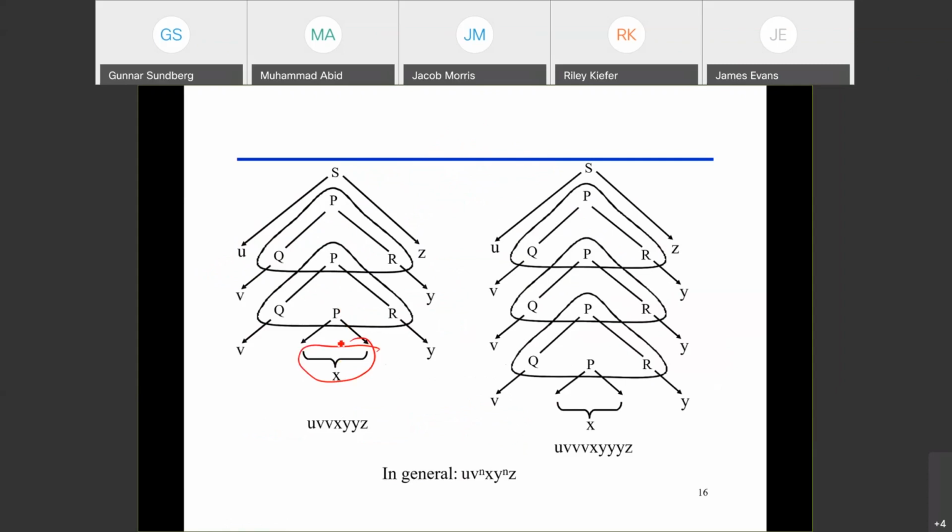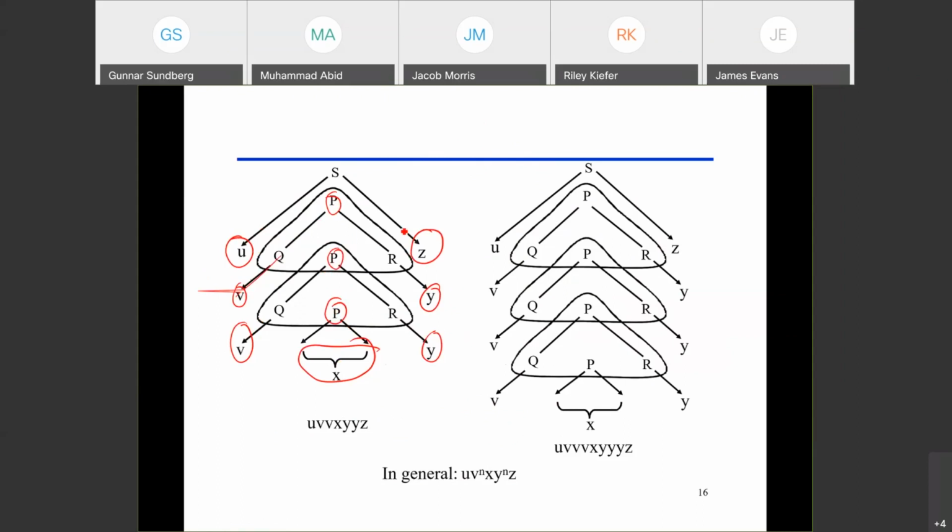Any word among these is self-embedded. This is self-embedded. This is self-embedded. So all these are your V. All these are your Y, and above this is your U and your Z. So now you can see that this way you can.